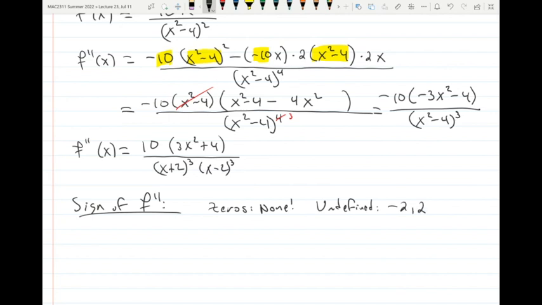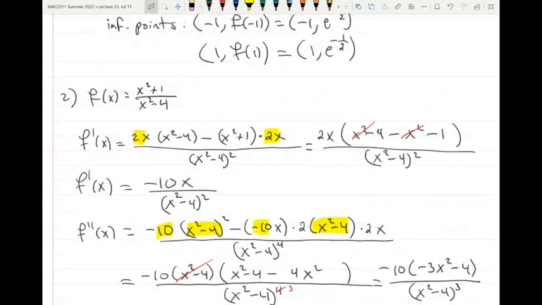Negative 2 and positive 2. Those are the zeros at the bottom. Now, I want you to understand that these guys were not even in the domain to begin with. Okay? So, are we going to have inflection points? We are not going to have inflection points. We'll be able to say something about concavity, but no inflection points here.